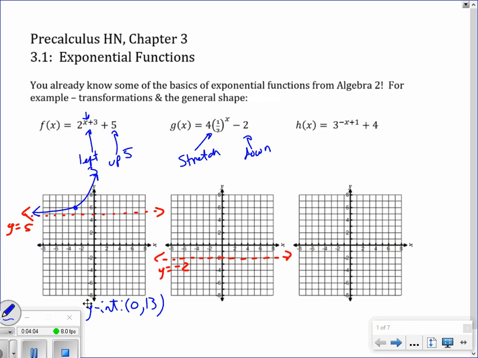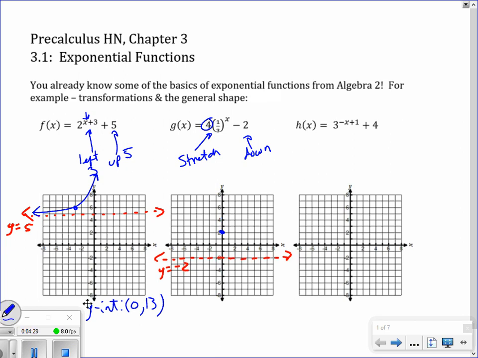Now, whenever you have a stretch, that point, because remember I said that point was like 0, 1. Well, that gets multiplied by this 4. So 1 times 4 is 4. So that's where it would be with the stretch, but then you move it down 2, so then it would be down 2. All right, and so you can figure that out. You can use your calculator also.